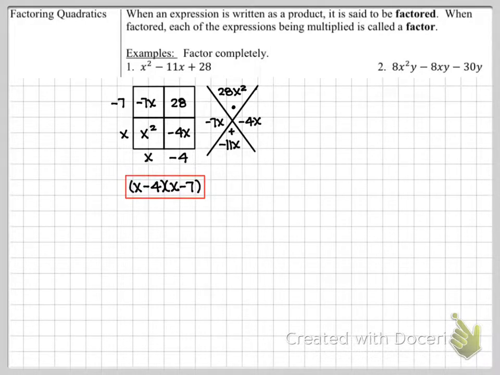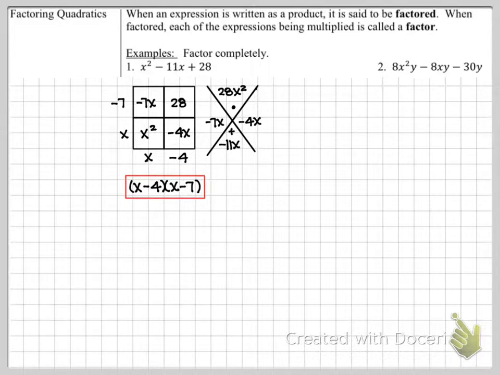Okay, so there's my answer for question 1. Fairly straightforward. Okay, question 2 is a tiny bit more complicated. Question 2, I think there's a GCF, so let's take that out first. So I've got an 8, an 8, and a 30.